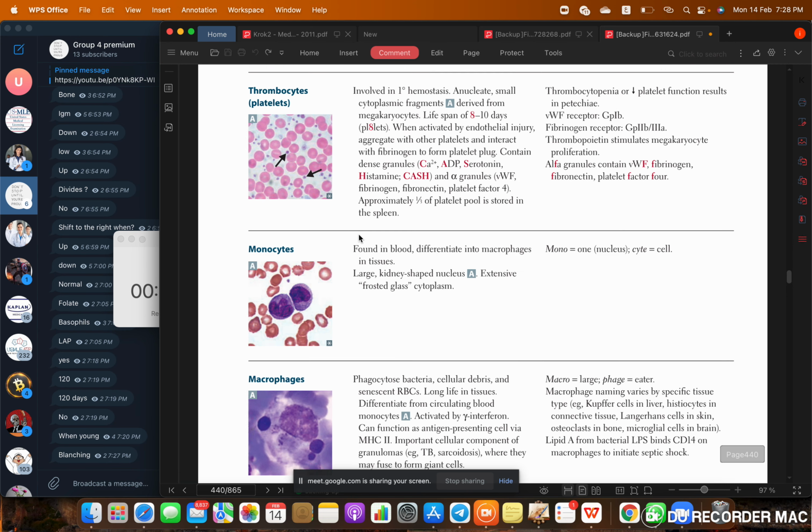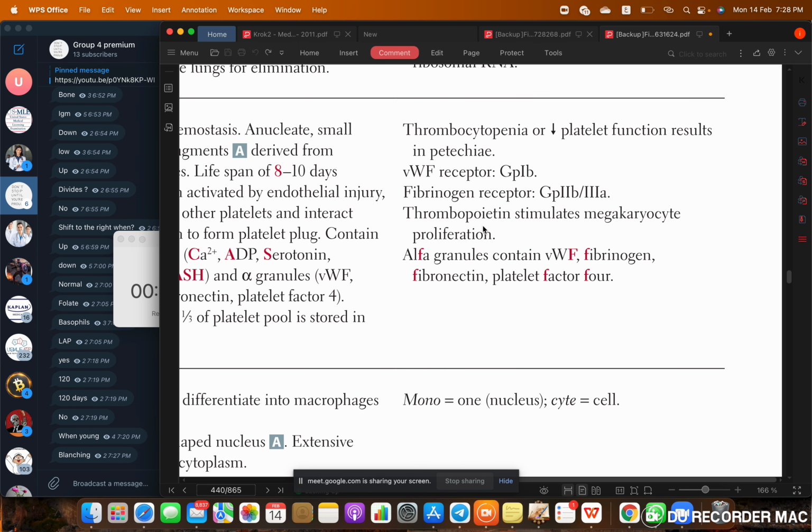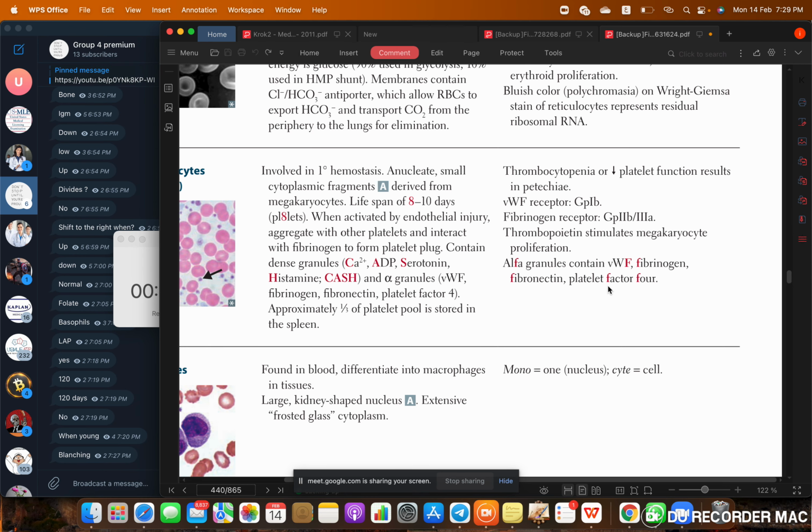Okay, so let me go up here for a second and continue. They write also that thrombopoietin stimulates megakaryocyte proliferation. Remember, thrombopoietin is produced by two organs. The first organ is the liver and the second organ is the kidney. So people who have cirrhosis, for example, tend to have less thrombopoietin. At the same time, they are sequestering the platelets inside of their liver and inside of their spleen, which leads to thrombocytopenia. Okay, alpha granules contain the Fs: von Willebrand factor, fibrinogen, fibronectin, platelet factor 4.